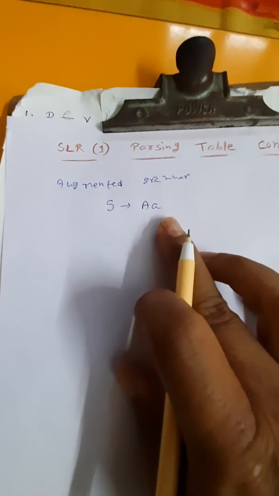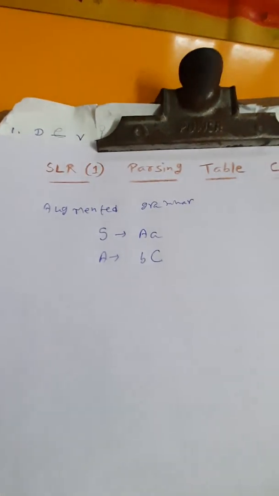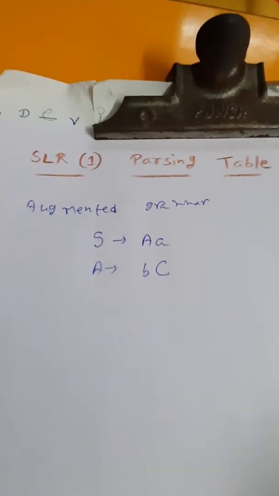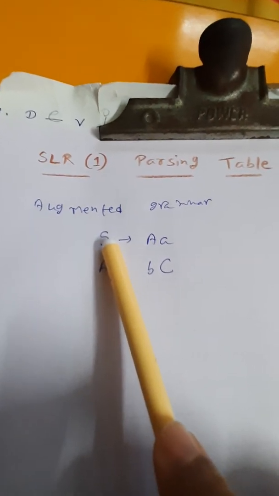Augmented grammar is very simple. Suppose you have a grammar, anything. Just look into the starting symbol. Suppose your starting symbol is S, meaning suppose you have rules like S produces AA and next A produces BC, etc. No need to concentrate on those. Just concentrate on who is the starting symbol of the given grammar.